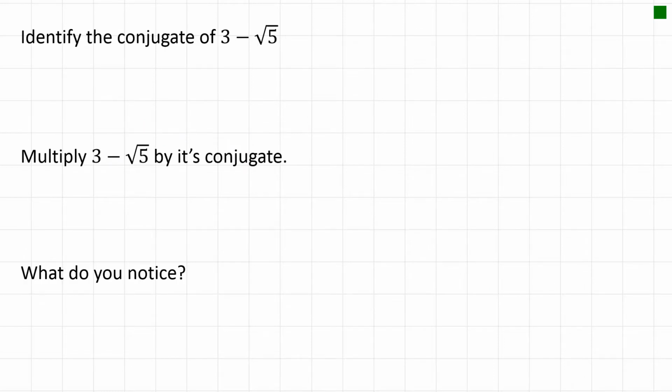So to start, we're going to start this slowly. First, identify the conjugate of 3 minus root 5. Well, all we have to do is switch the sign between the two terms. So the conjugate is 3 plus root 5. Now we're asked to multiply 3 minus root 5 by the conjugate 3 plus root 5.